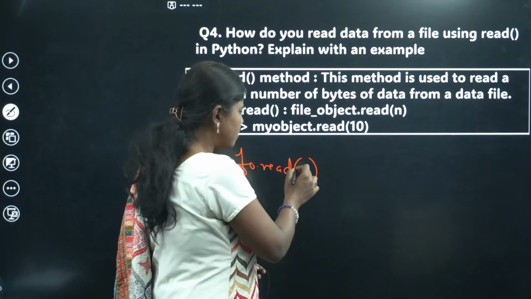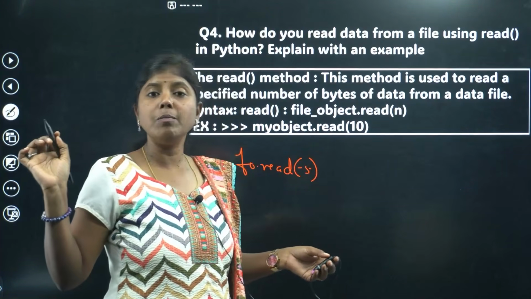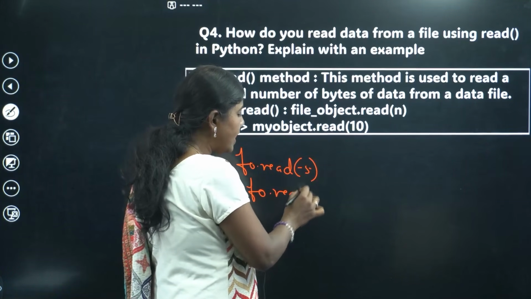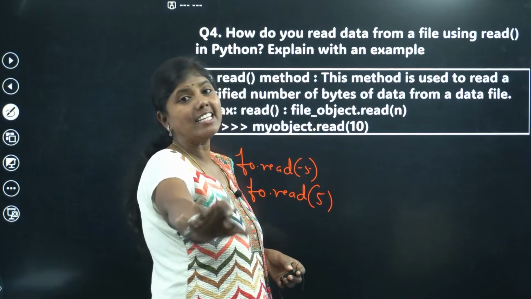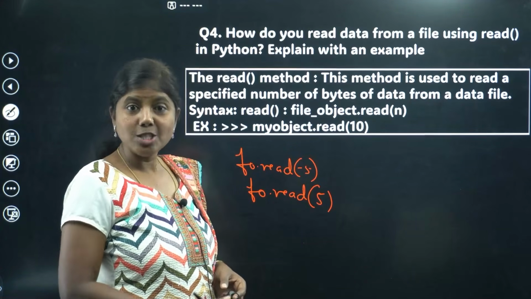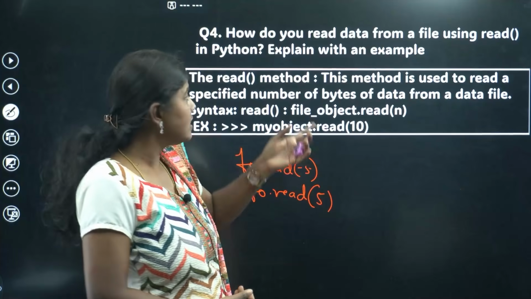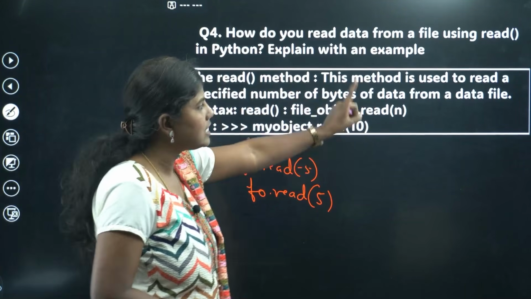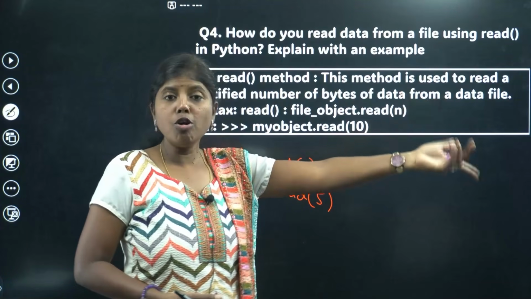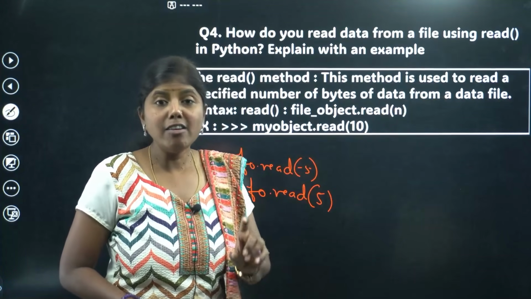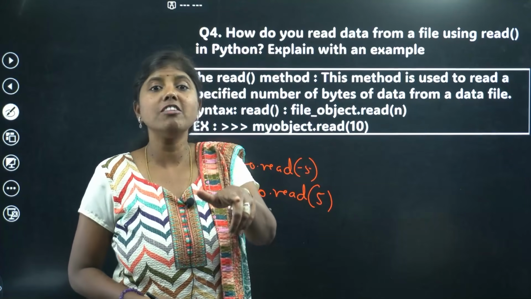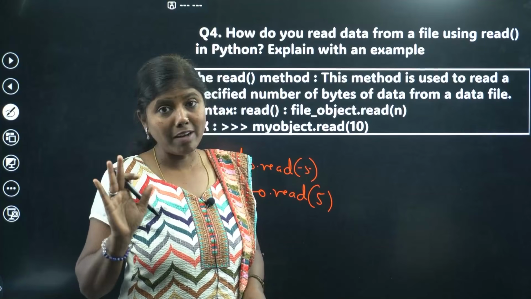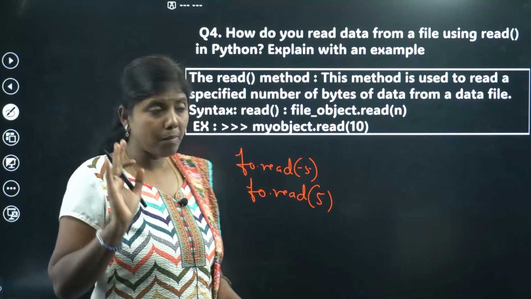If I give -5, then also the whole file will be read. If I write fo.read(5), 5 characters will be read. Is the point clear? 5 bytes is going to be read. You can just see here, this method is used to read a specified number of bytes from the data file. With no arguments, the entire file will be read. If you give a negative number, the complete file will also be read. Just remember this point.